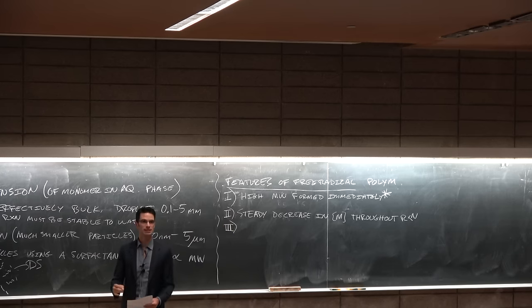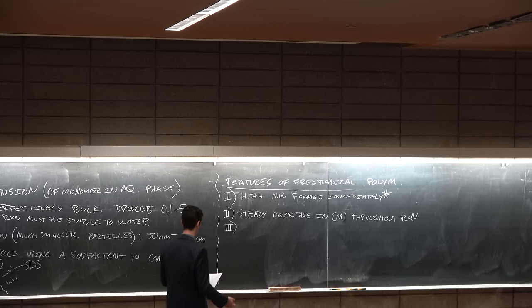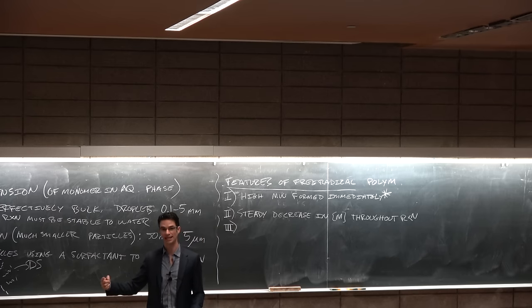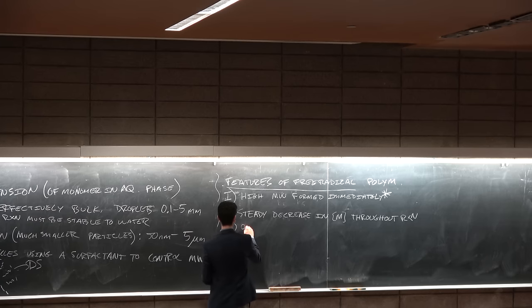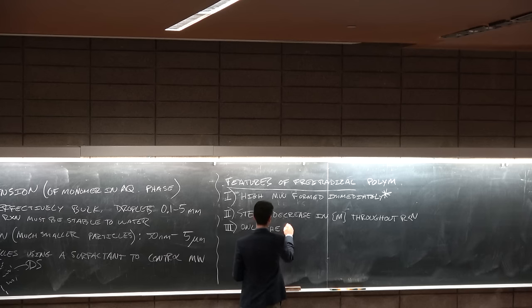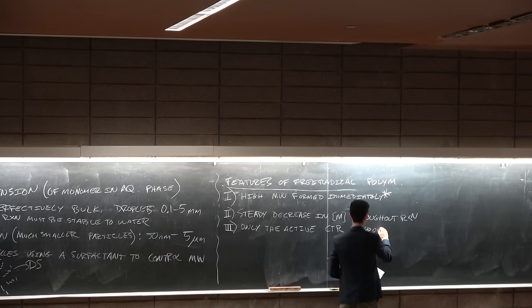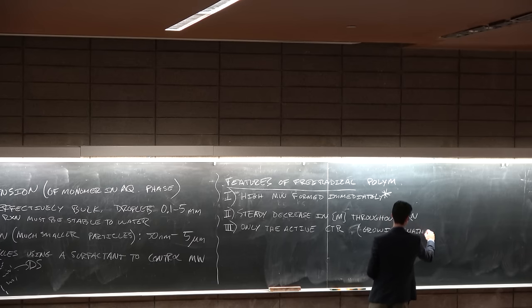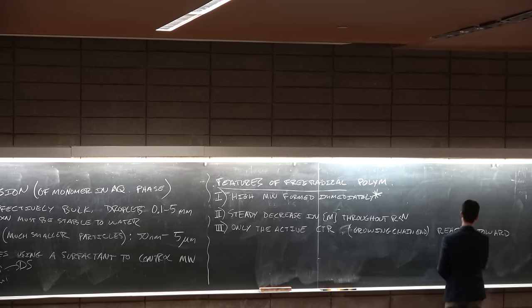A key point that differentiates free radical polymerization, or any radical polymerization, from a step growth polymerization, which we talked about last week, is that only the active center, so only the growing chain end, is reactive, and it's only reactive toward other monomers until the final termination step. So only the active center, the growing chain end, is reactive toward other monomers.